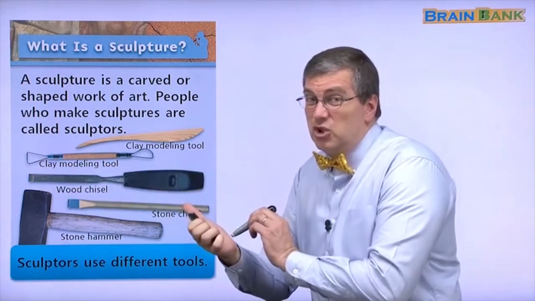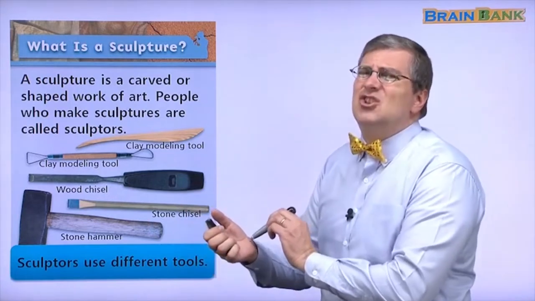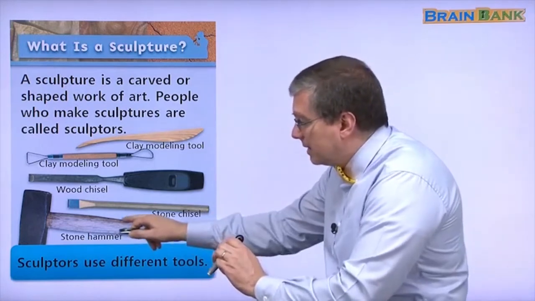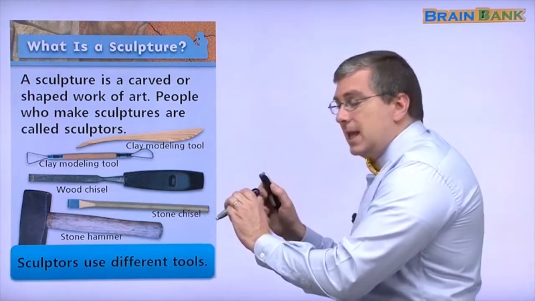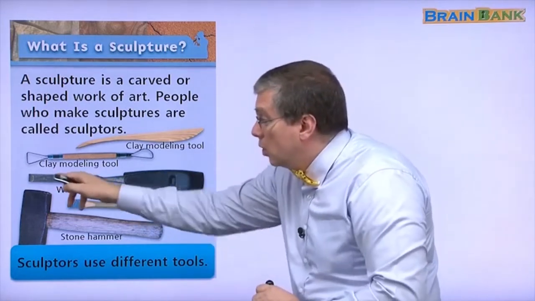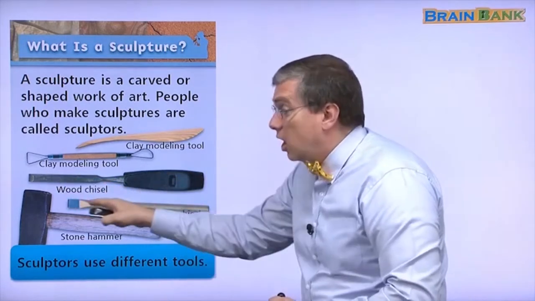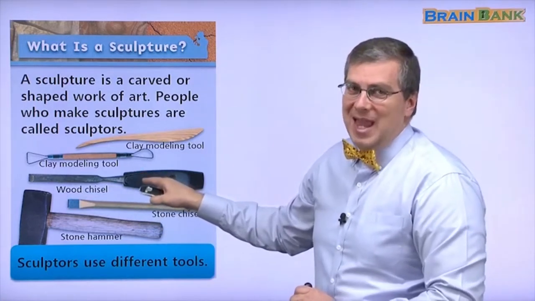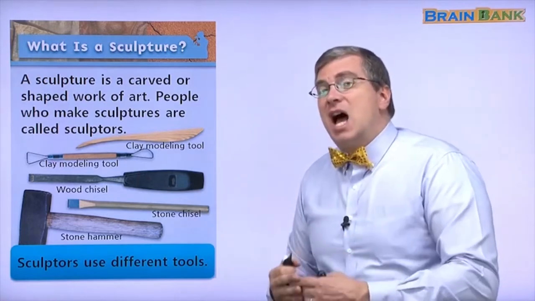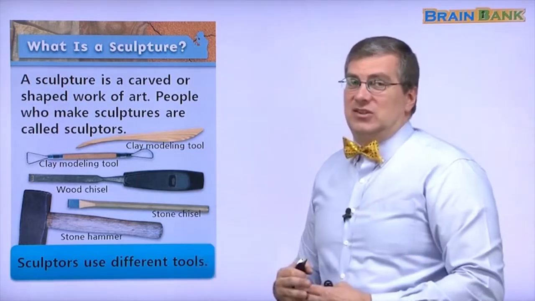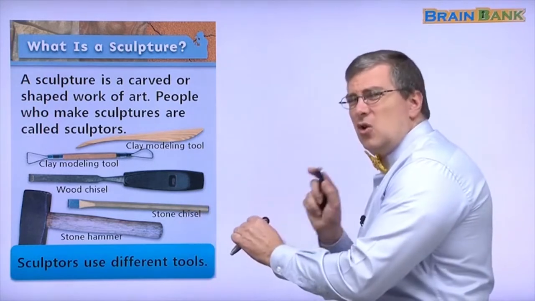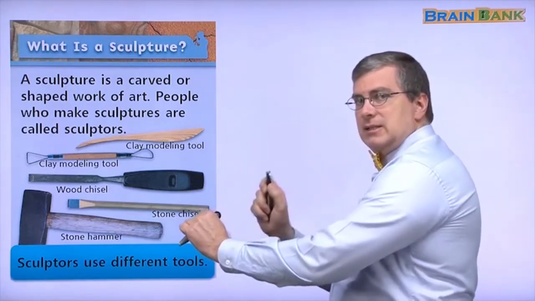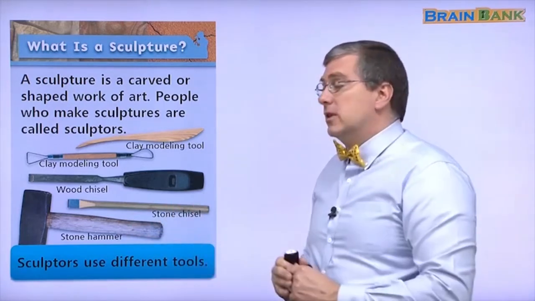Be careful. Don't push it against your skin. Don't do that. It's sharp. A chisel, and then you have a hammer like this one, and you go tak, tak, tak, tak, and you can carve the wood or you can carve stone. This chisel is much stronger than that chisel. Wood is not as tough as stone. So a stone chisel is very strong. And a stone hammer, tuk, tuk, tuk, tuk. And then you can carve the stone.